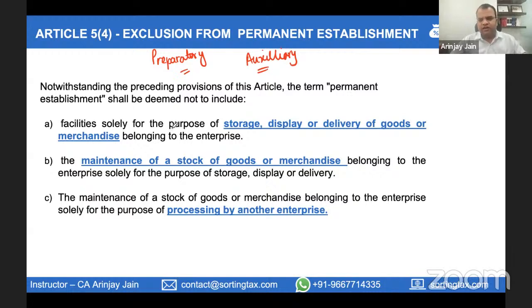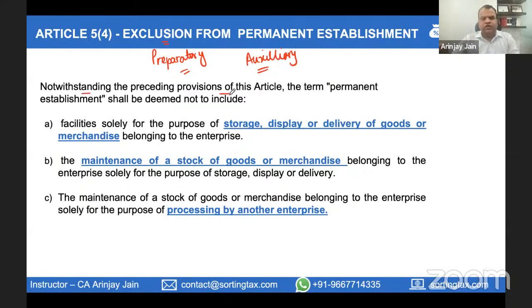Now, preparatory or auxiliary activities are excluded from the definition of the PE because it is assumed that these activities do not effectively contribute to the productive character of a business. In other words, by doing these activities, a business is not directly earning anything. There are a lot of examples on this, which we will try and cover in our next session. But for the purpose of our discussion today, I will just briefly look at what is covered here.